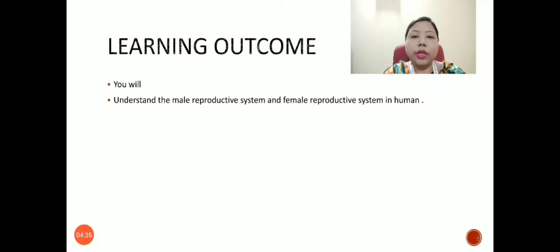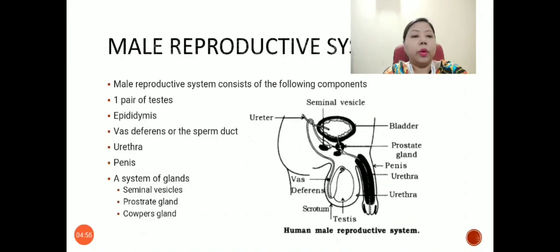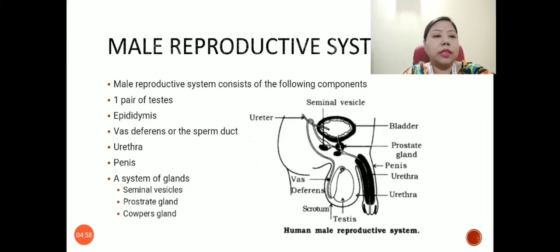So in today's class, we will be discussing the male reproductive system and the female reproductive system. After today's class, you will be able to explain and you will understand the male reproductive system and the female reproductive system in humans. Now look at the screen.